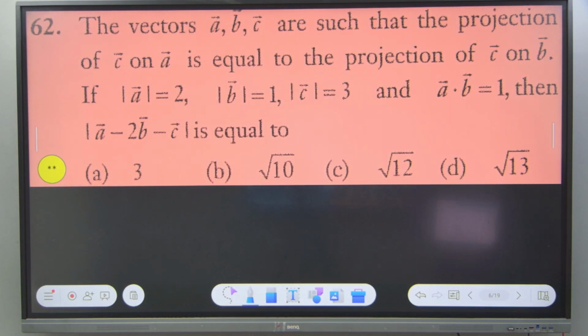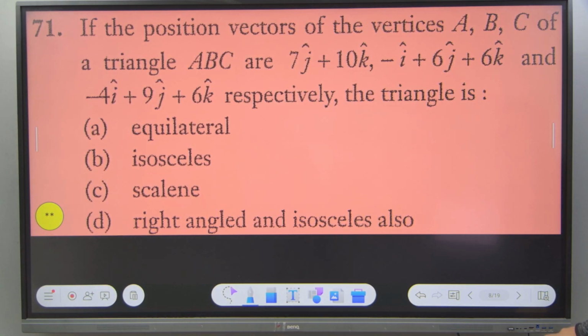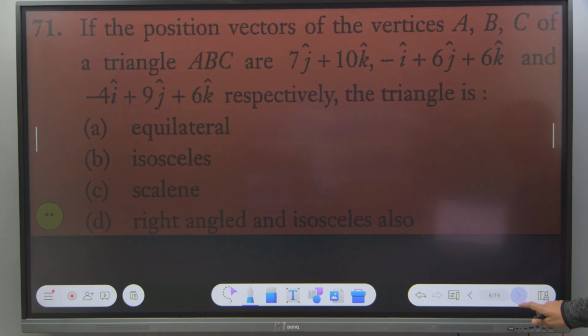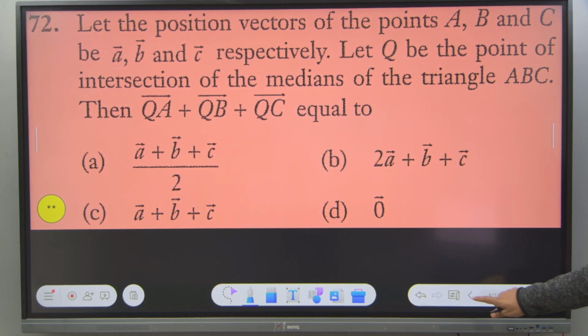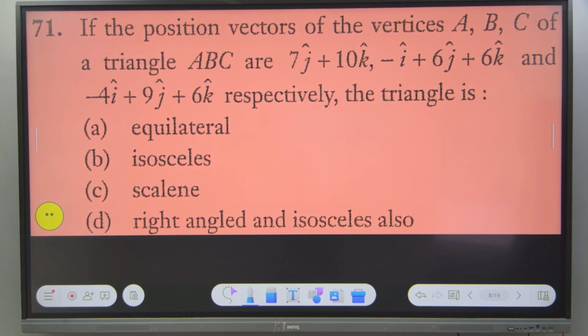Wait, we'll see. Okay, this projection I'll come to later. I think we can do this. This is quite easy, children. Yeah, I think we'll do this. Somebody read.